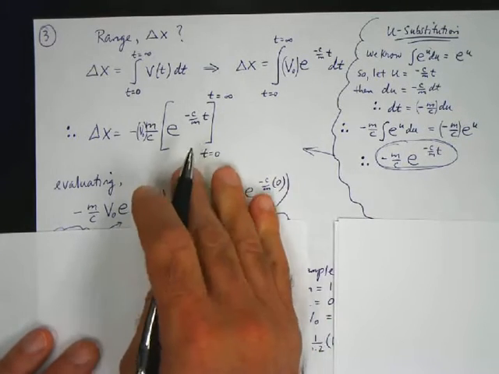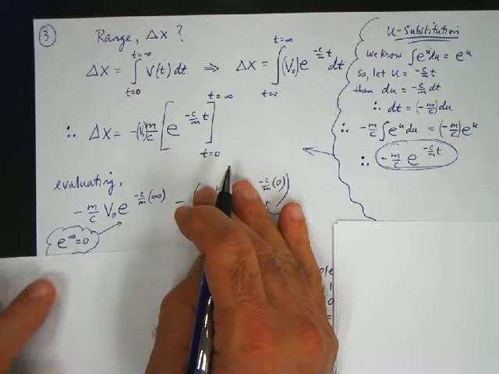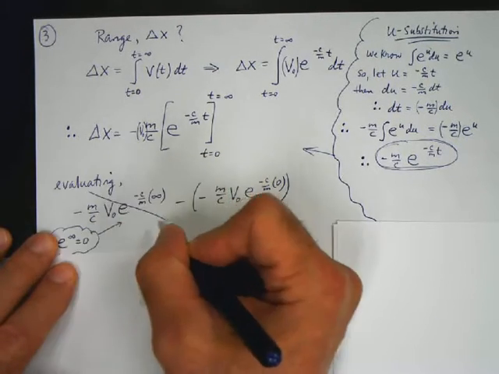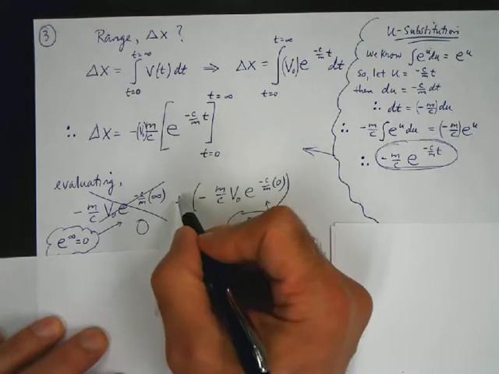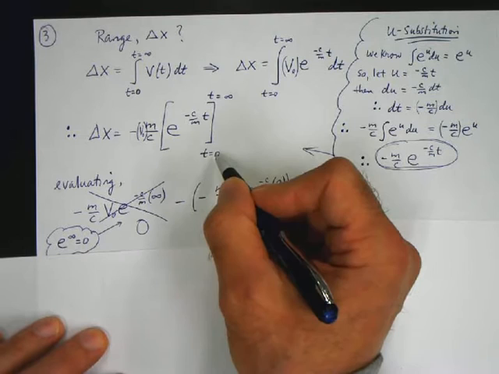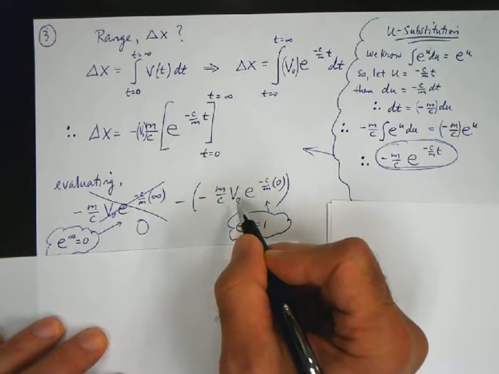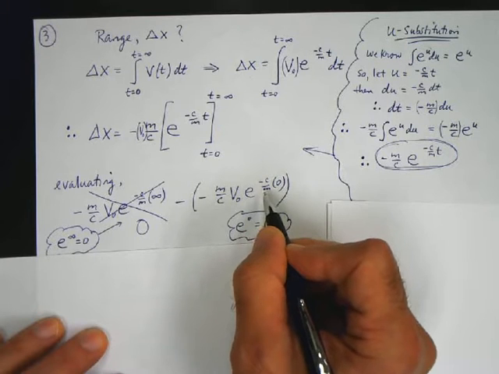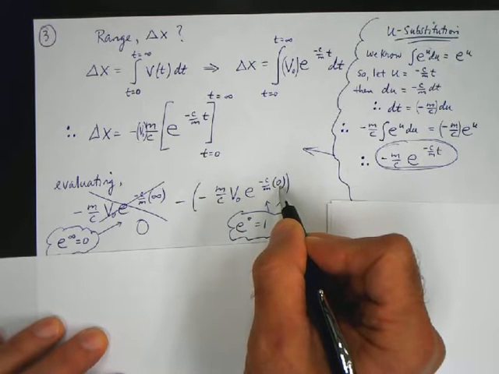Okay. Well, now evaluating for that, we have negative m over c times v naught e to this. Let's substitute infinity in for t. And what is e to the infinity? E to the infinity is just 0. So this whole term is equal to 0.